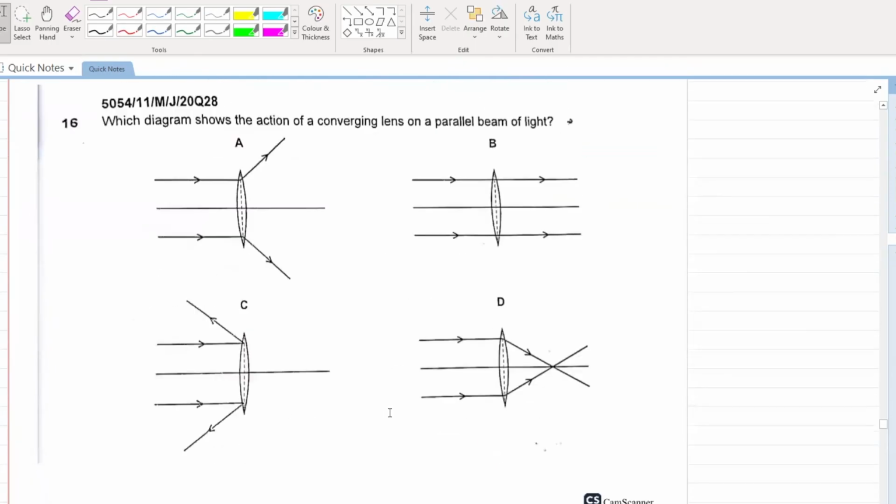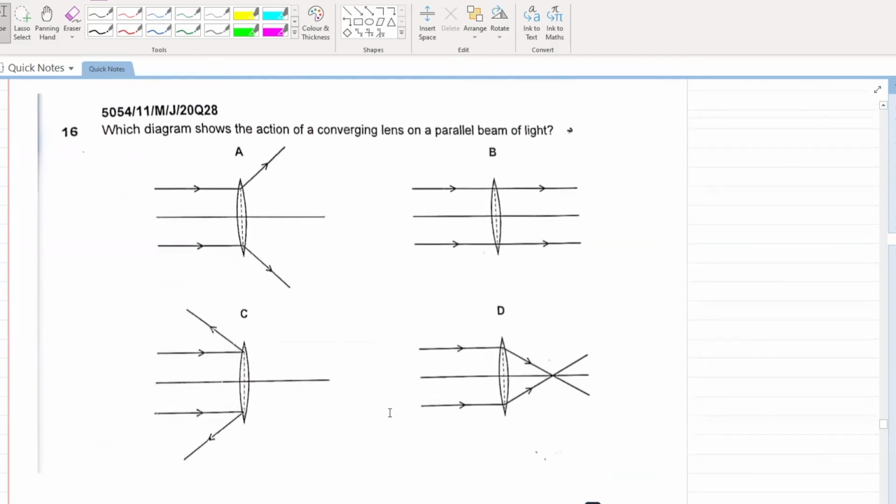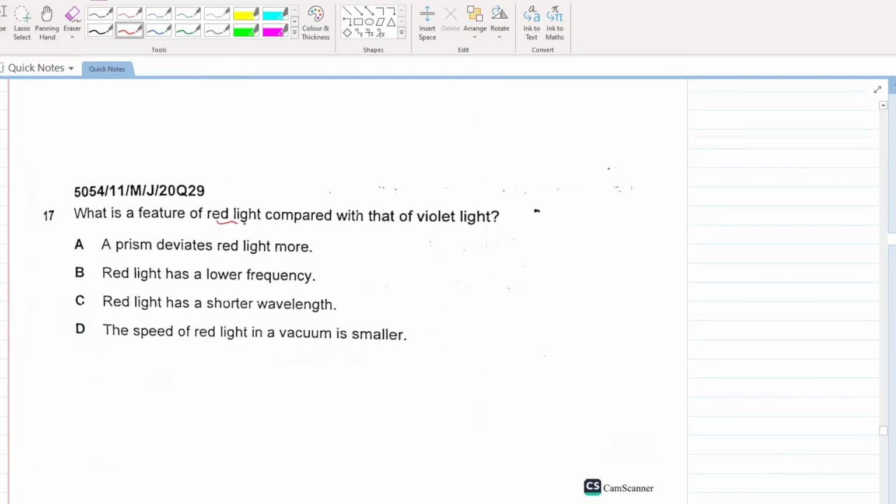Let's further move ahead. Which diagram shows the action of a converging lens on a parallel beam of light? If you have beams of light that are parallel to the principal axis, they will pass through the focal point. D is your answer. What is a feature of red light compared with that of violet light? A prism deviates red light more. No. Red light has a lower frequency. Yes, B is your answer.